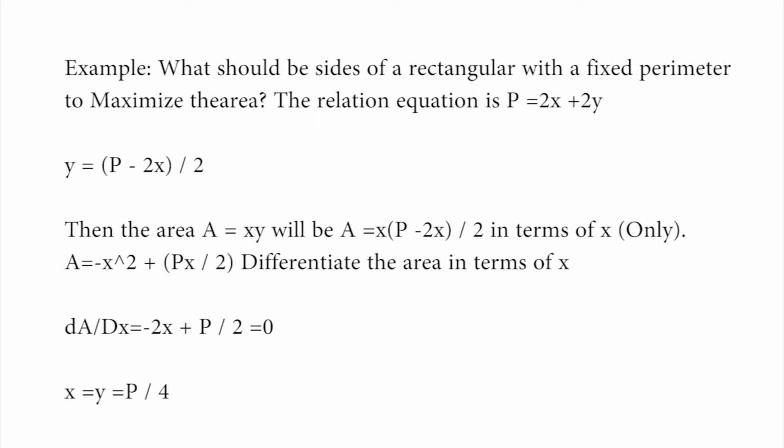We then plug that back into our equation, and through the magic of algebra, we find that y is also p over 4. So, we know that to achieve the maximum area, the sides must be p over 4 units long.